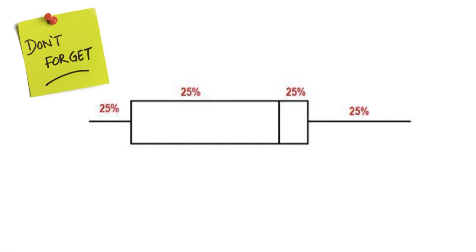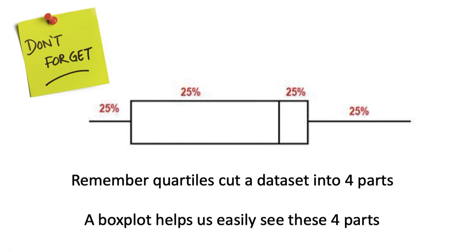Something important to keep in mind about box plots is their shapes are always going to differ. But no matter what the shape looks like, keep in mind that a box plot shows us quartiles. And remember what quartiles are meant to represent. Quartiles cut the data set into 4 parts. So a box plot helps us easily see these 4 parts.